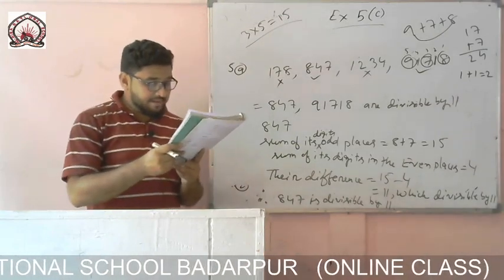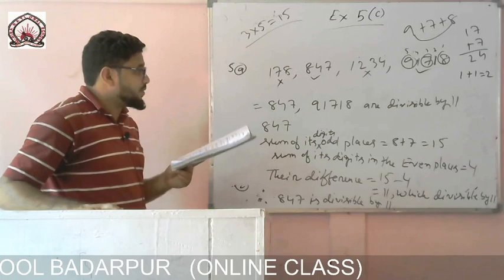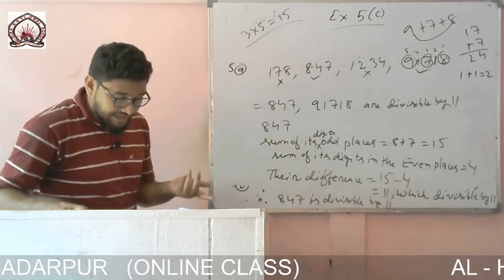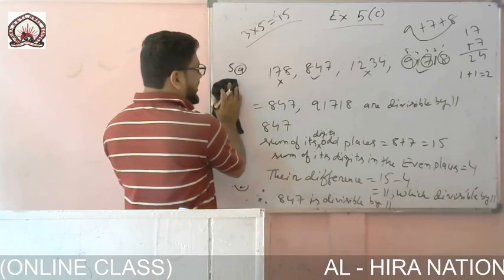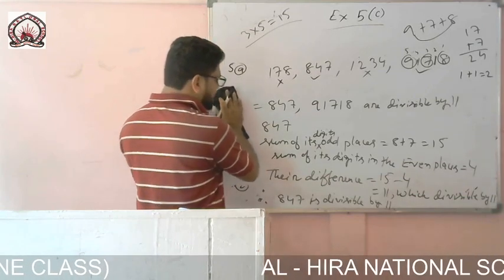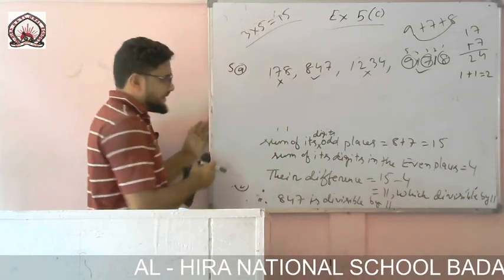And now question number 5. Another one remains, 91718, and B and C you practice as with this one.